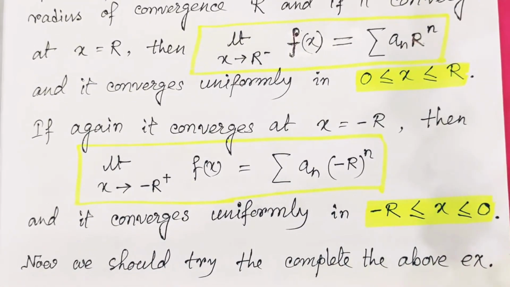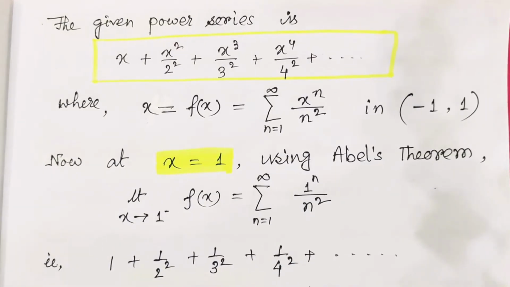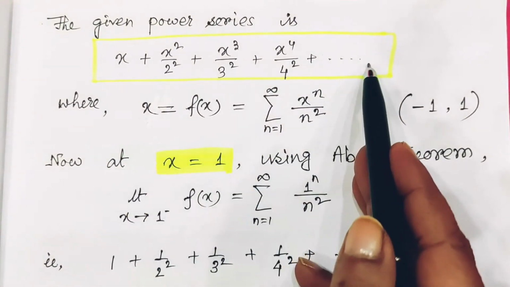Now we should try to complete the above example. In the previous example we did not see what happened to the given series at the endpoint. Now, after knowing this theorem, we should complete this sum. So let us start again from the given example. This one is our given example.